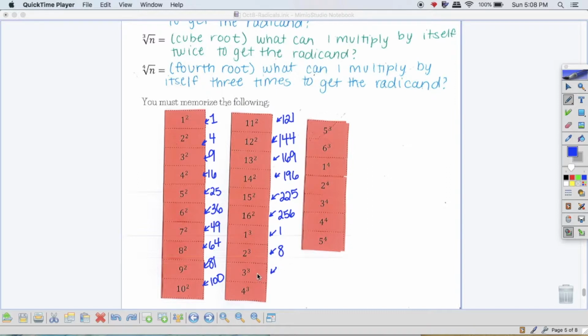3 times 3 times 3. Okay, let's look at what 3 times 3 is. 3 times 3 is 9. Times 3 is going to be 27.